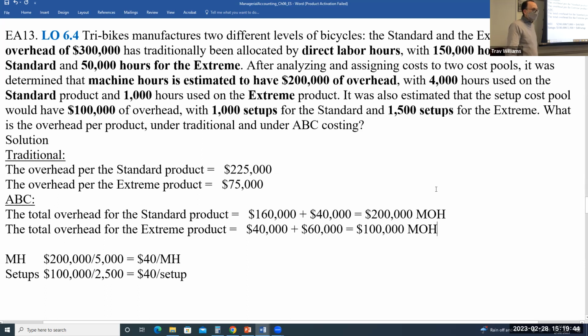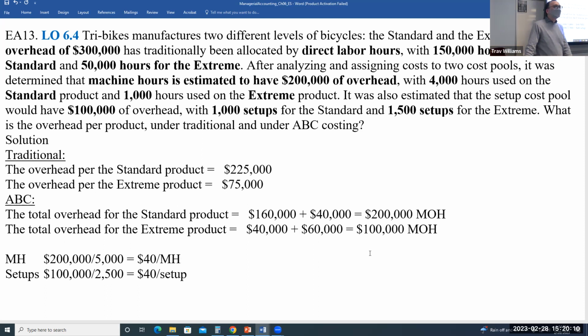So we could see it does make a difference with the traditional method. We had 225 and 75. With the ABC method, we had 200 and 100, right? So basically a difference of $25,000 got shifted around. And the ABC method is probably more accurate. So probably worth the time.